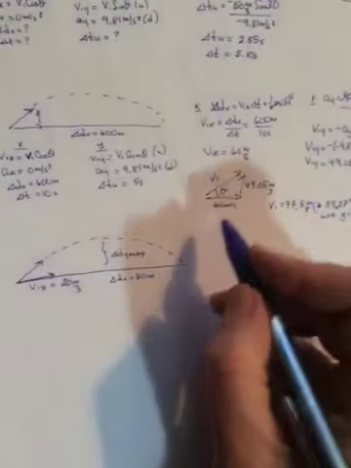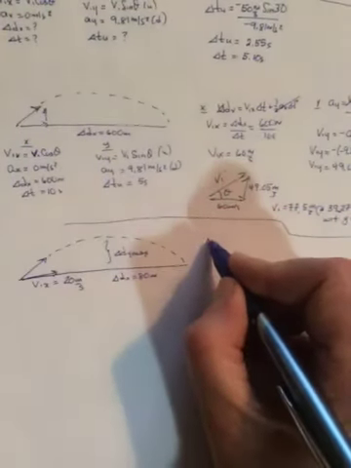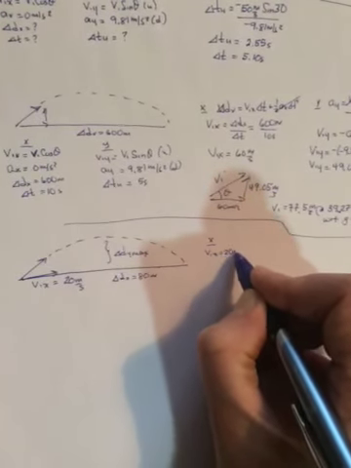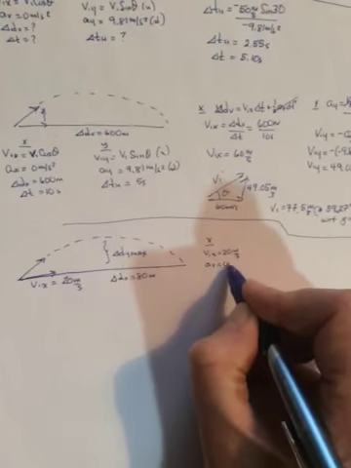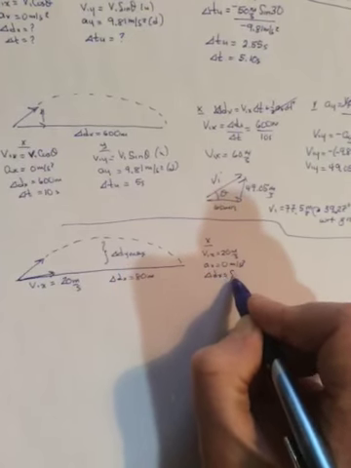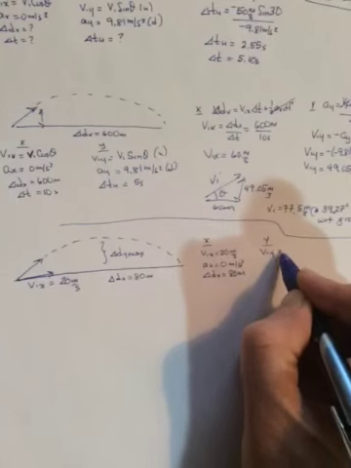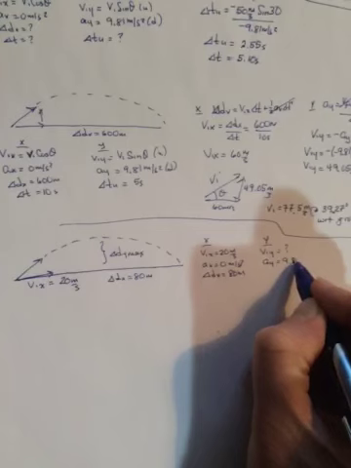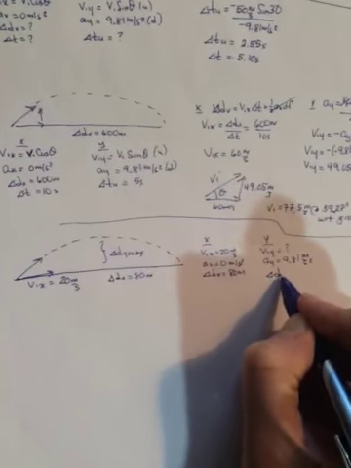Okay, so if we set up our x and y's, our x here, our VIX, is 20 meters per second. Our AX is 0. And our delta dx is 80 meters. In the y direction, we don't know VIY. We know AY is 9.81 meters per second squared. And we're looking for delta dy max.